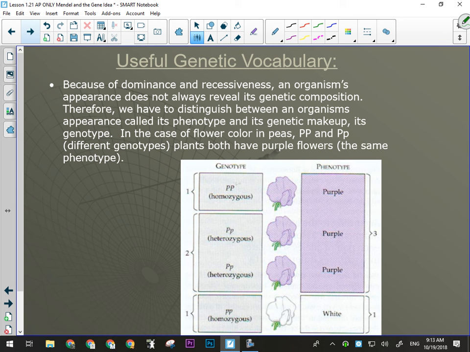Because of dominance and recessiveness, its appearance is due to what we call genotype. Genotype is the combination of genes it has. Phenotype is what you show. I can't see your genes. I can only see what your genes make happen. What your genes make happen is the phenotype. What your genes are is the genotype.